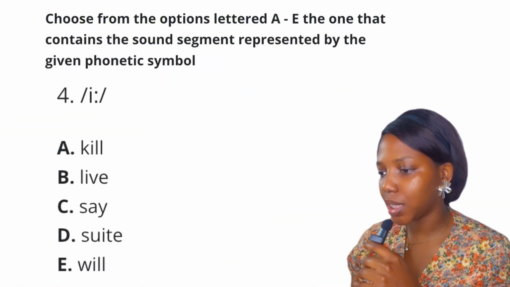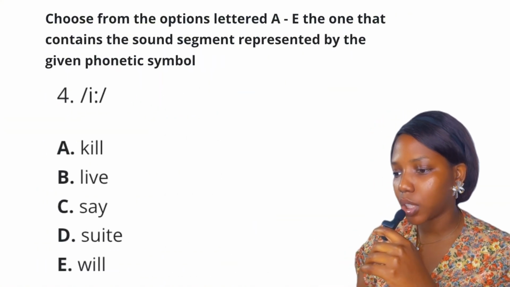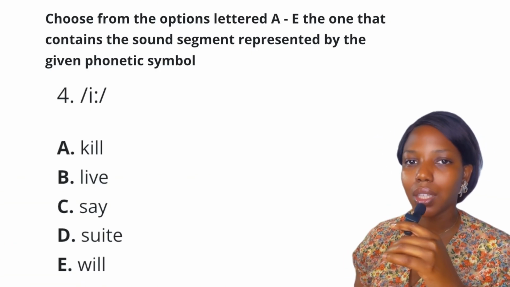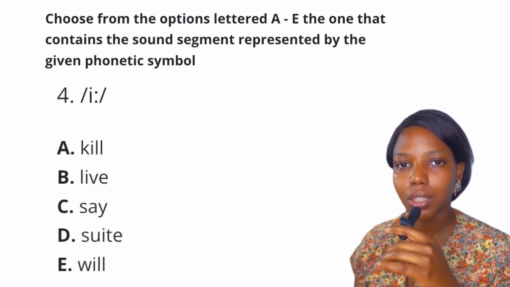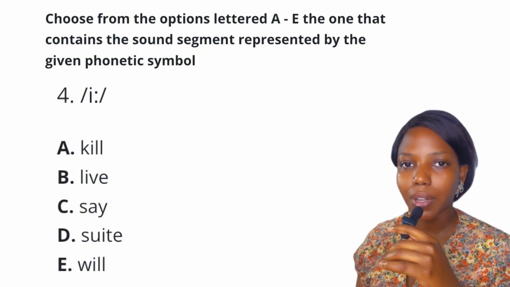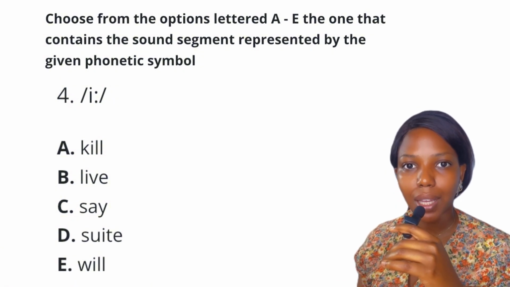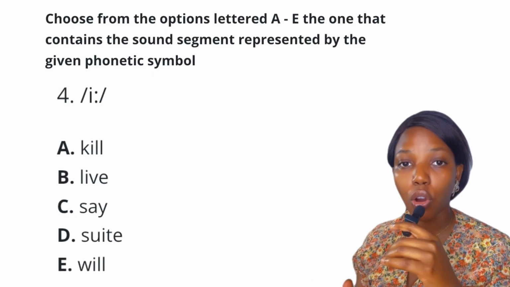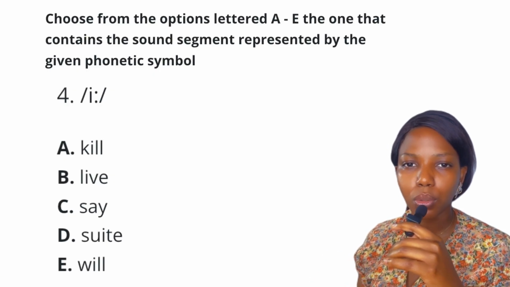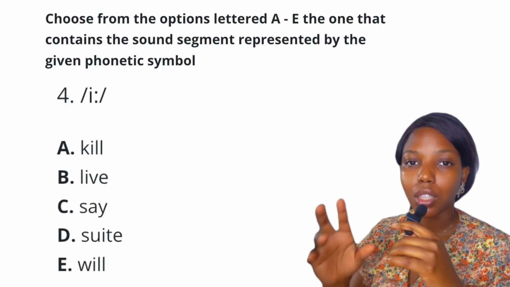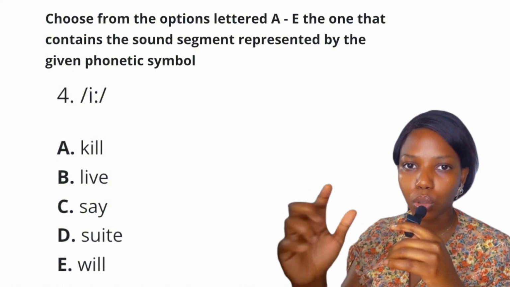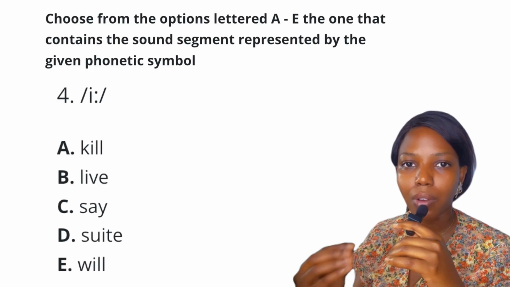So choose from the options lettered A to E the one that contains the sound segment represented by the given phonetic symbol. So note this, English sounds don't always match spellings. Okay, so let's find out which word actually has the long E sound. So the given phonetic symbol is the long E. It's a long vowel sound. How do we know this? The colon beside it. Okay, every time you see a phonetic symbol with the colon beside it, just know that it's a long vowel sound.